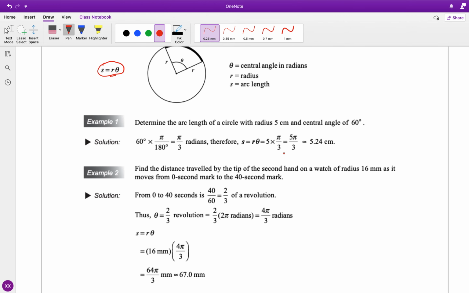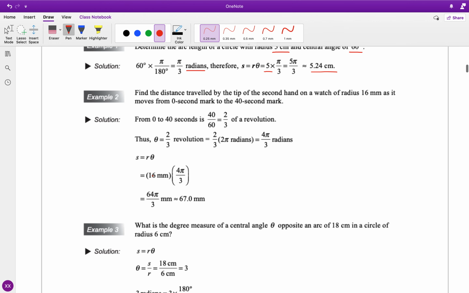So now let's take a look at that. You have 5 cm as your radius, and your angle is 60 degrees. So you have to change 60 degrees into radians. Multiply 60 degrees by that, so then you get this many radians. And then the radians multiplied by your radius gives you the arc length.